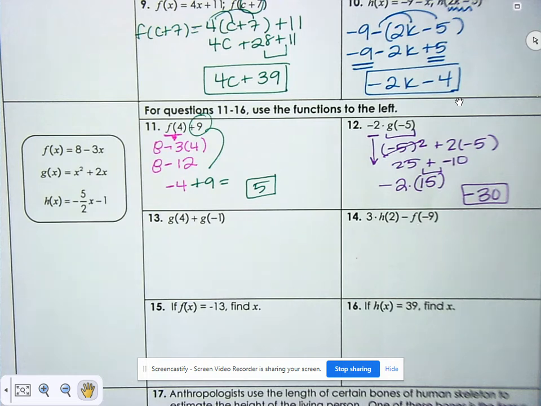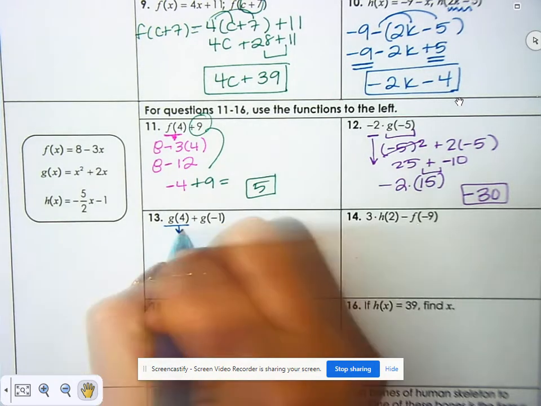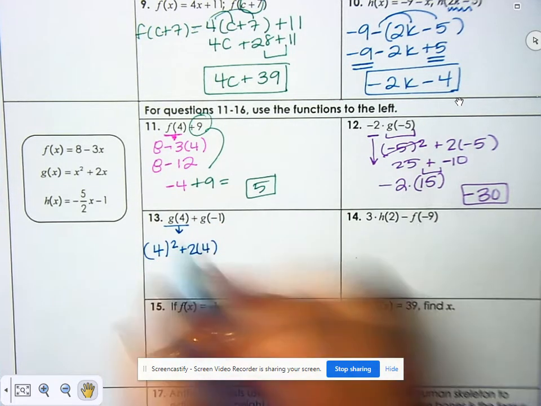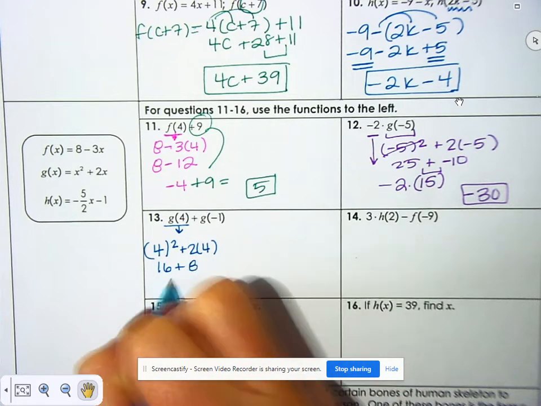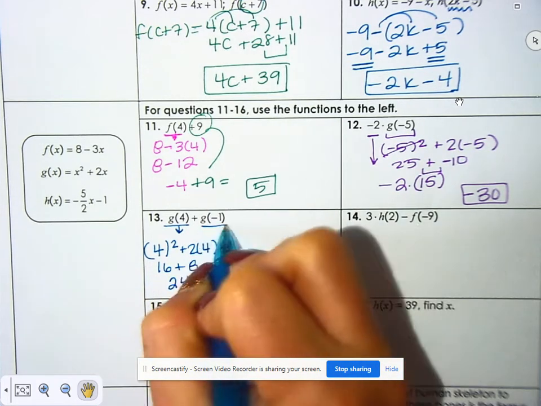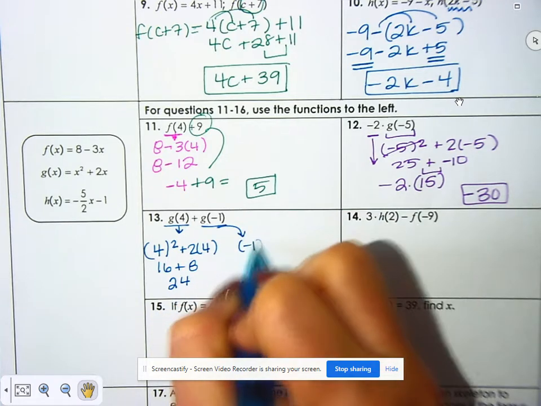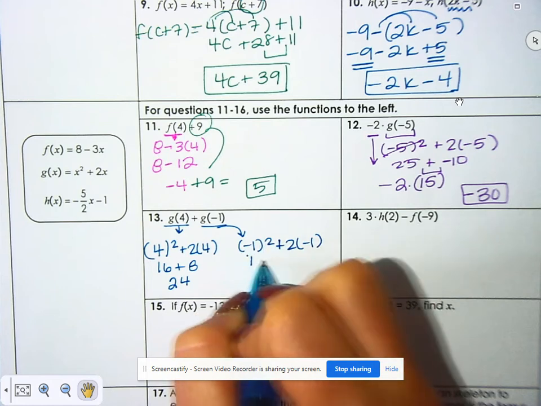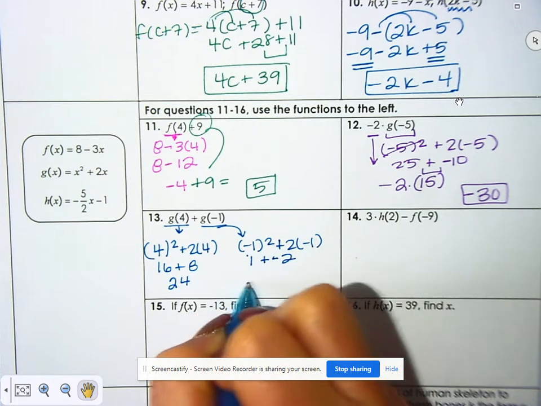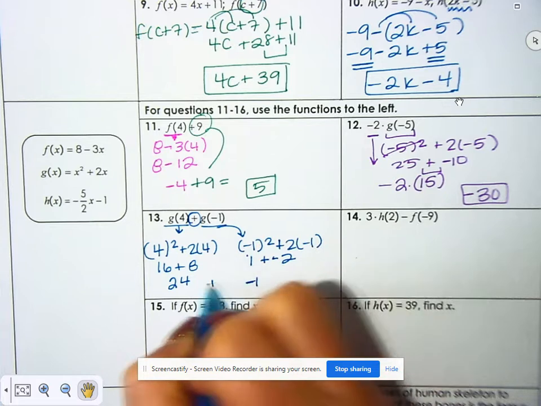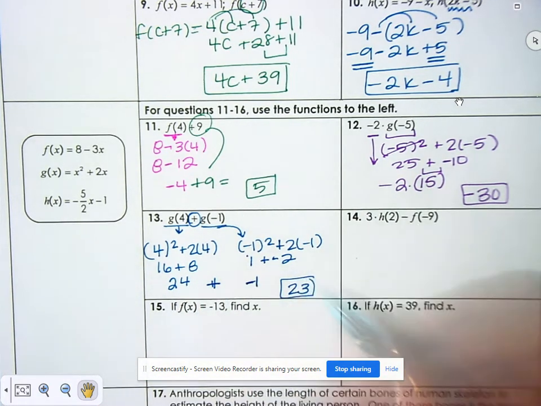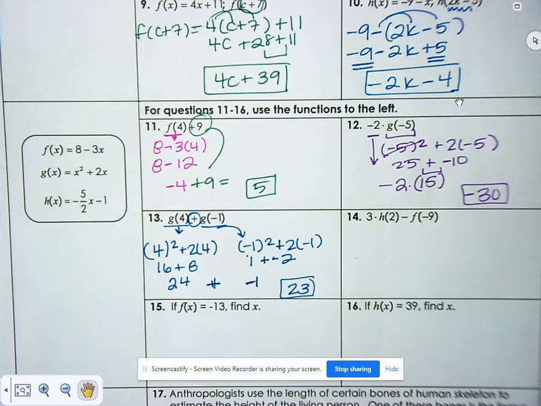Okay, number 13 uses 2 g's. So we're going to do g of 4 first. So that's 4 squared plus 2 times 4. Okay, and then we're going to do g of negative 1. So that's negative 1 squared plus 2 times negative 1, which is 1 plus negative 2, which is negative 1. And then we're going to add those together. 24 plus negative 1 is 23.